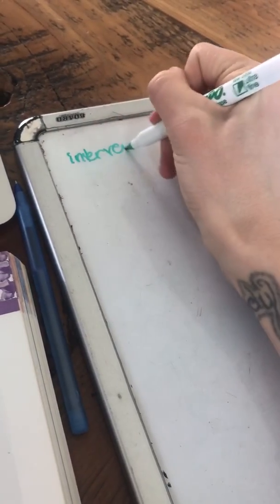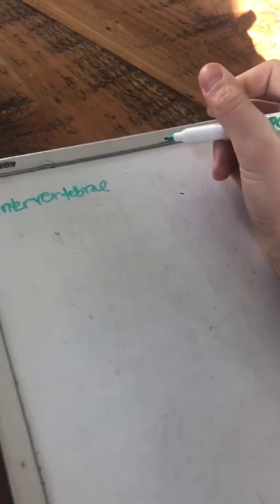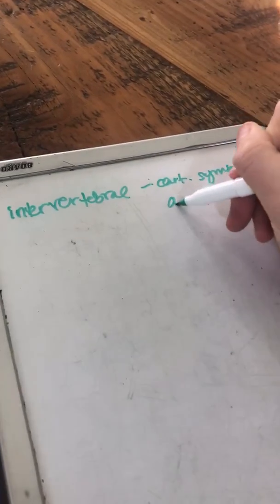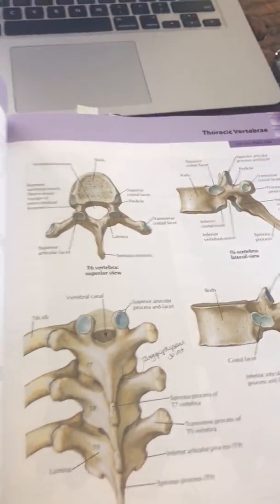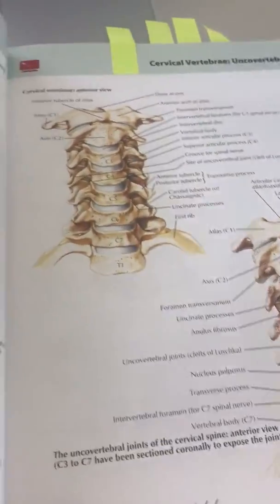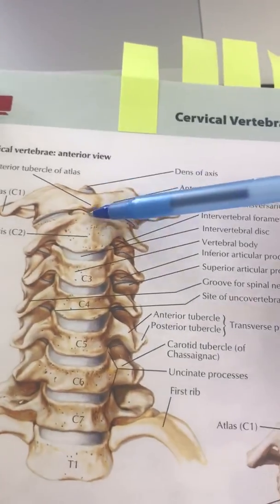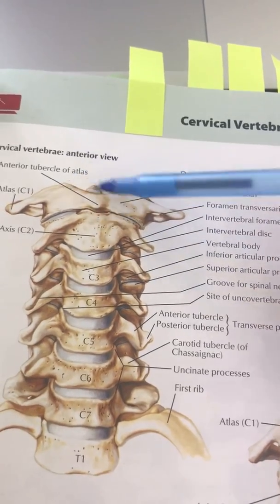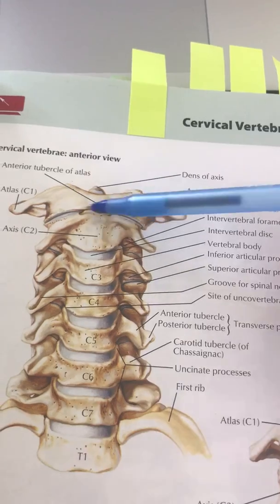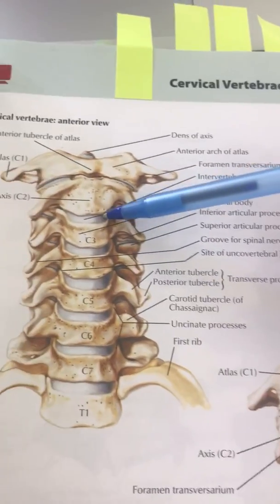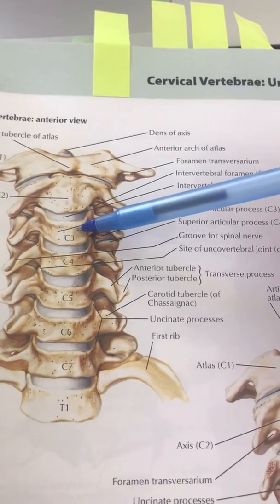So in our cervical spine, just like the thoracic and lumbar, we have our intervertebral joints. Intervertebral, these are classified the same. They're cartilaginous, symphysis, and they're amphiarthrotic. So these joints exist throughout the spine, except between C1 and C2 and the occiput and C1. So no intervertebral disc here, and none here. This is the first intervertebral disc we see between C2 and C3.